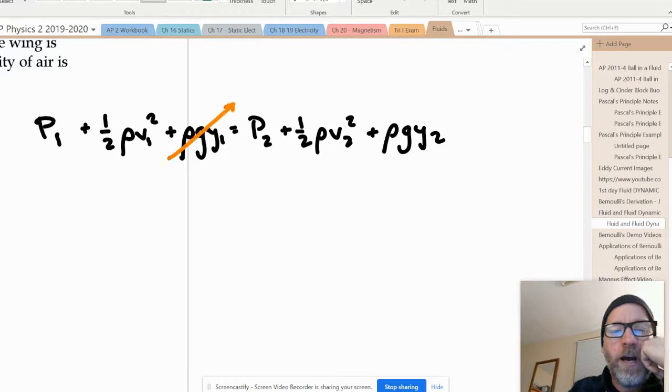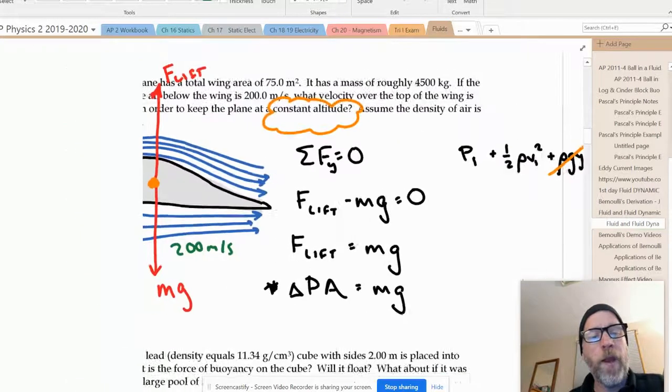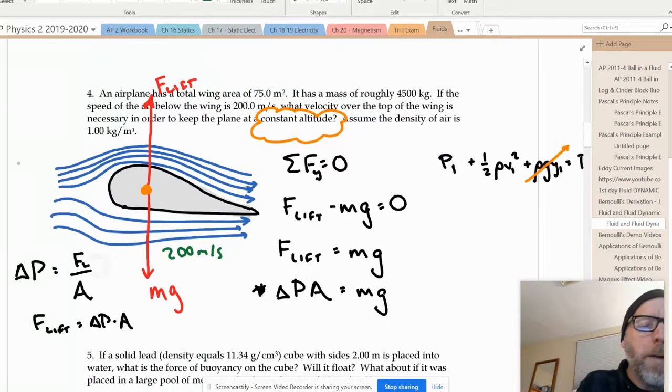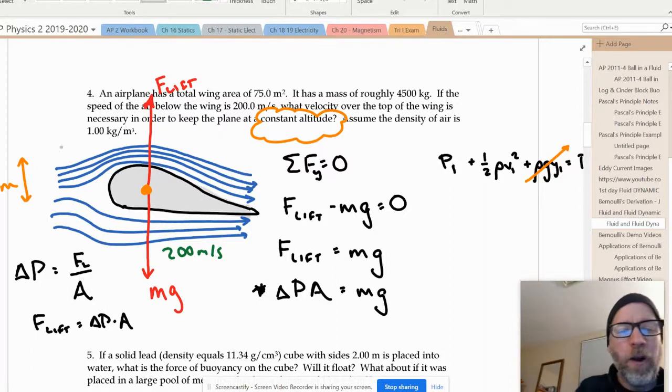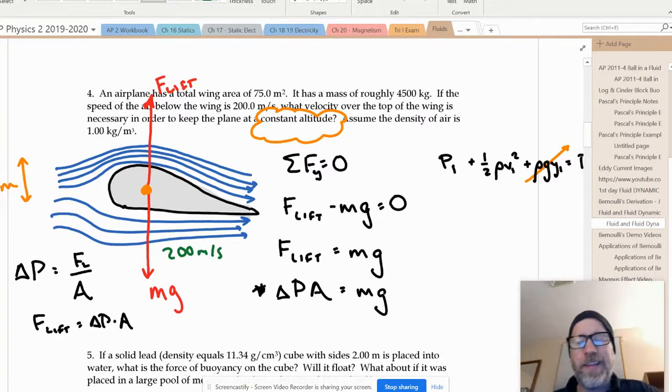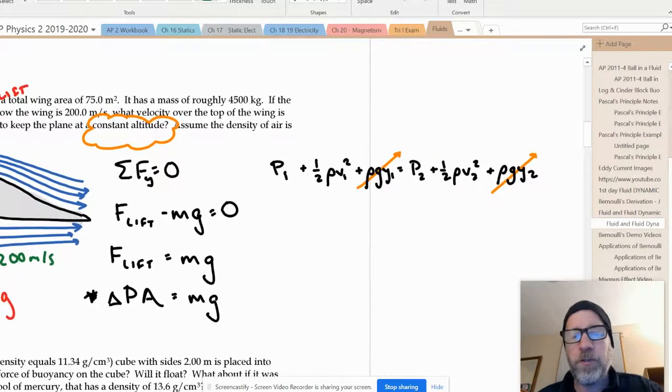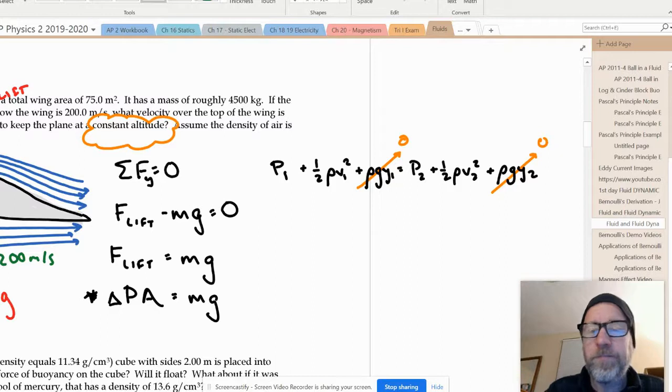The change in height is going to be the same. This wing might have a height of 1 meter, but it's traveling through air where the density of the air doesn't really change from one spot to the other. And the difference in potential is going to be so small. I'm going to let those two just cancel out.